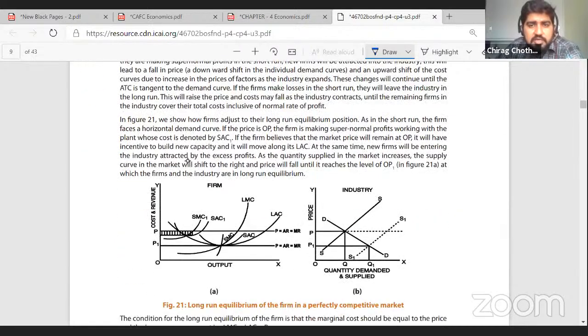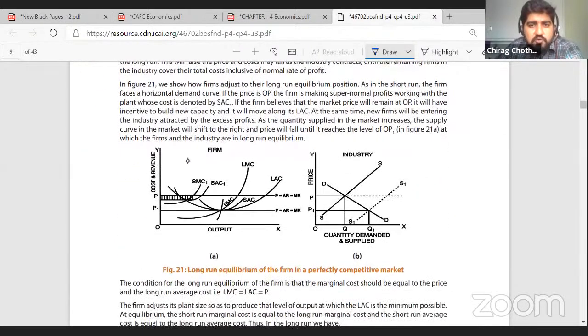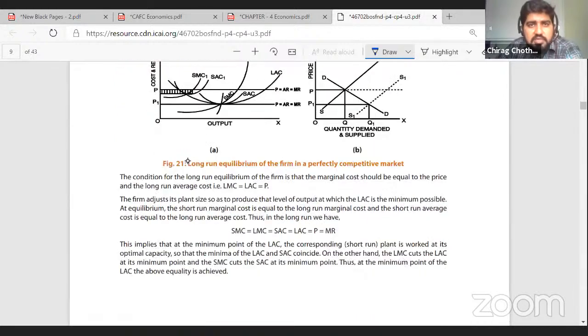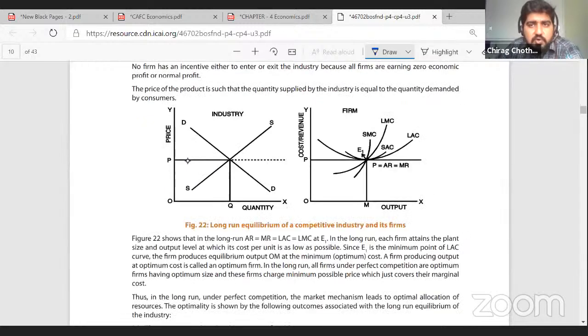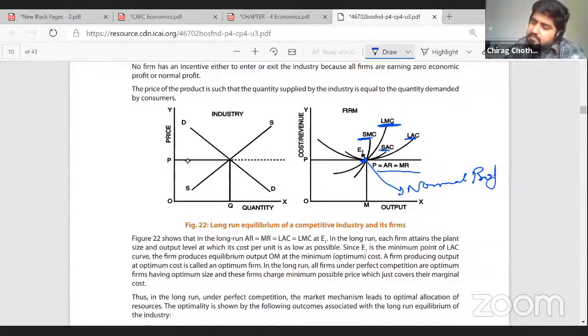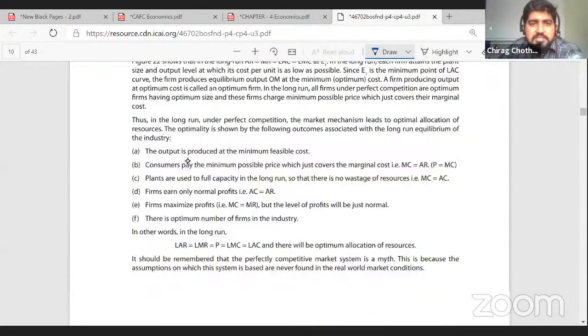This is how the long run equilibrium in perfect competition looks, where everything is equal to each other. See this. This is the same diagram which we have drawn. So SMC, LMC, LAC, SAC will be equal to AR is equal to MR. Everything is at equilibrium. What point is this? This is nothing but normal profit. As simple as that. Okay. Next.